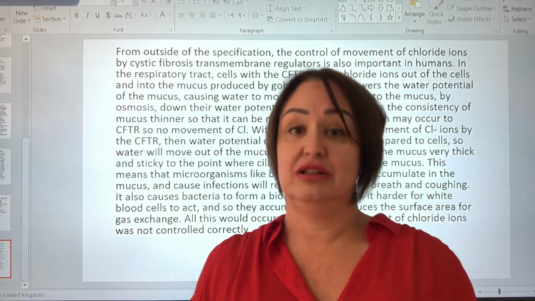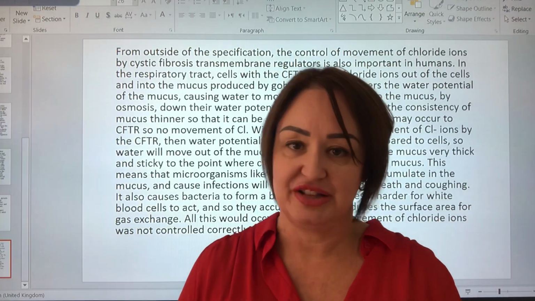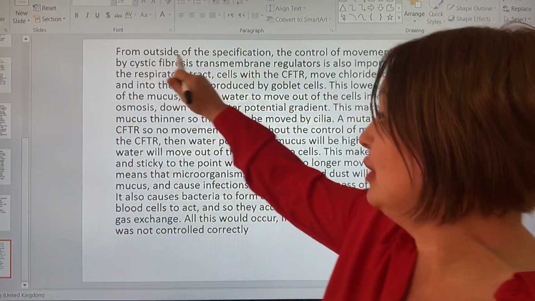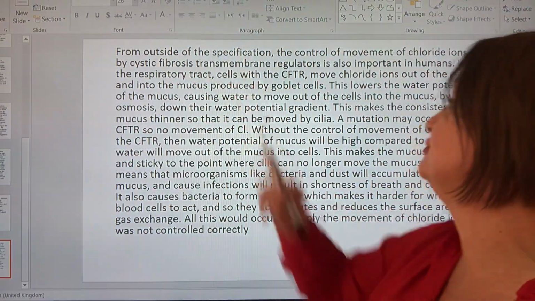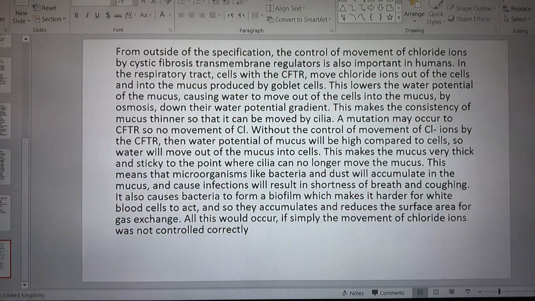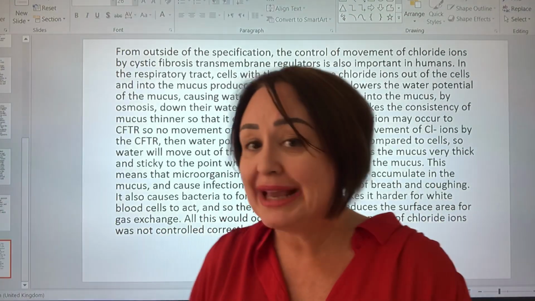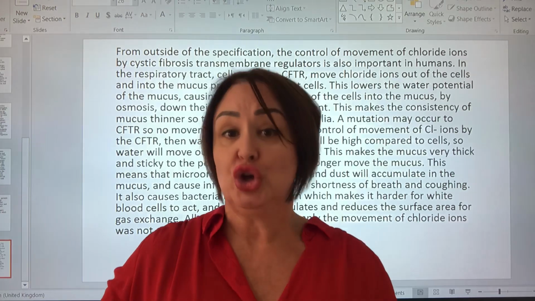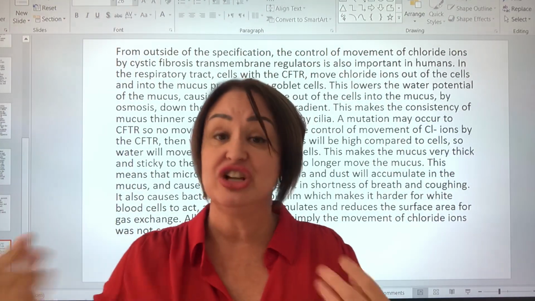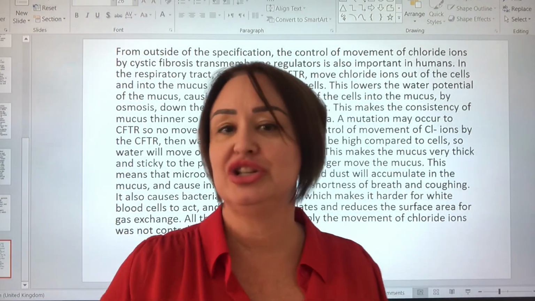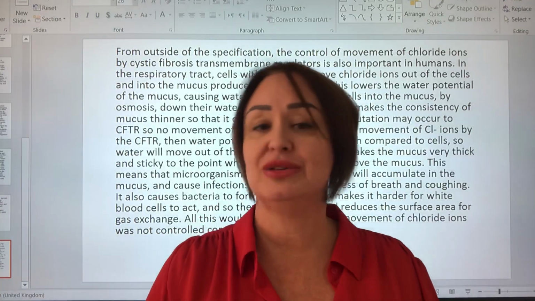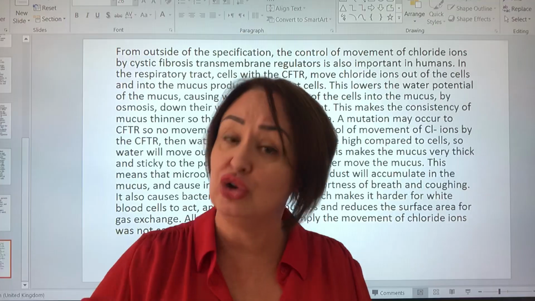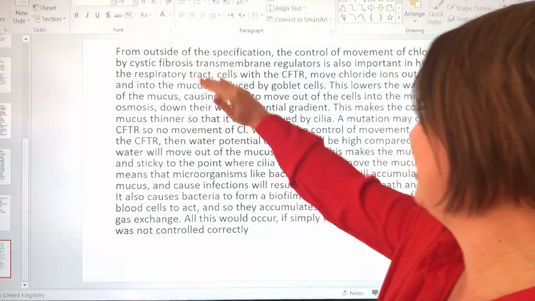In her final paragraph, she goes beyond the specification, and she's done the right thing. She's been explicit from outside the specification. It's not a particularly complicated mechanism that she's described. In fact, it's one that used to be in the old human biology specification. It's literally just the idea that chloride ions get pumped into your mucus and water follows, and it helps to keep your mucus flowing. And that's what happens with cystic fibrosis. They don't have that chloride ion pump. But she's done the right thing.